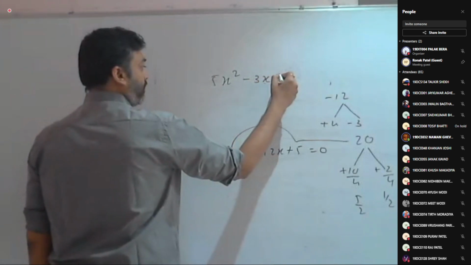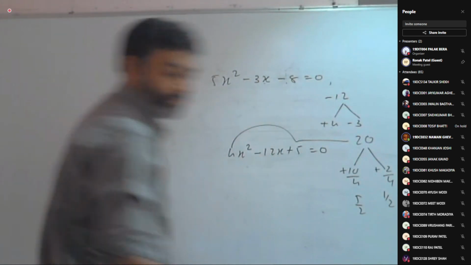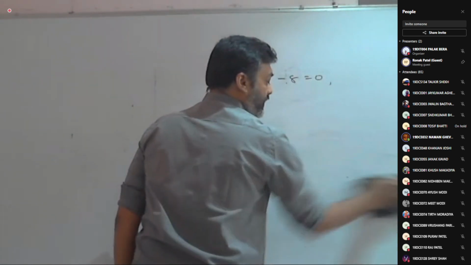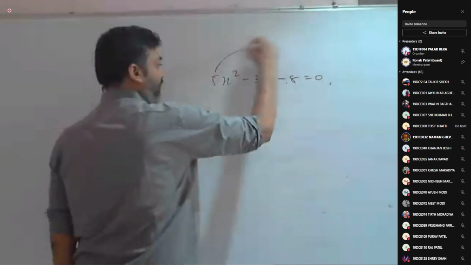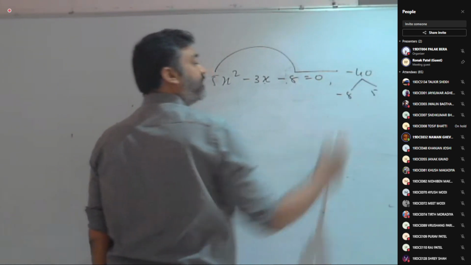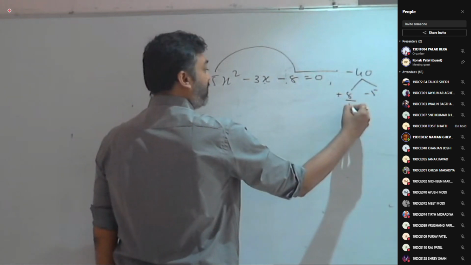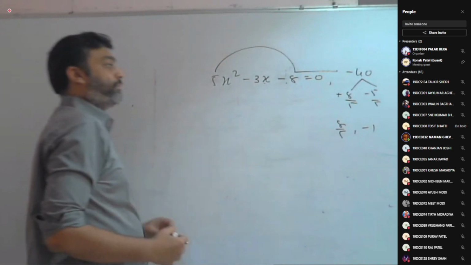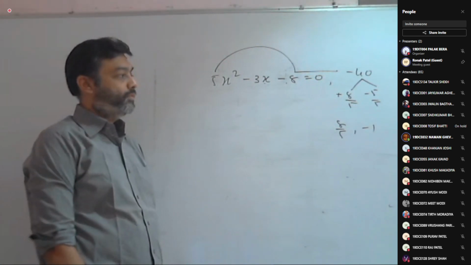Can you do this? Directly do it. 8 by 5, minus 3 by 5. Yes. So if I take this, it is minus 40. So it is minus 8 plus 5. Right? So I change the sign first and divide by 5. So the answer is 8 by 5 and minus 5. Hope you understood.